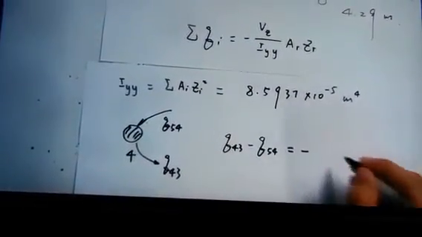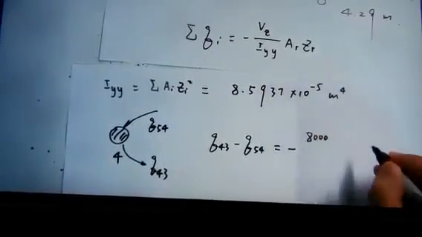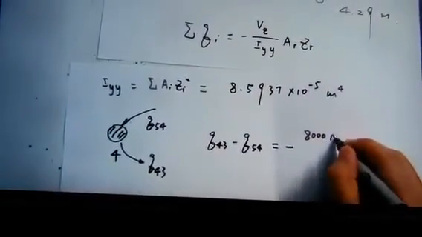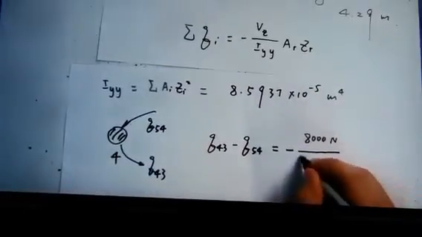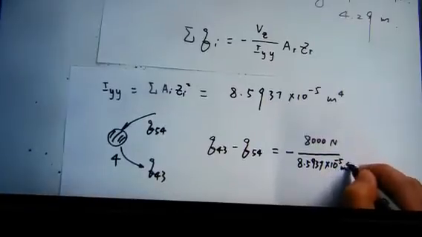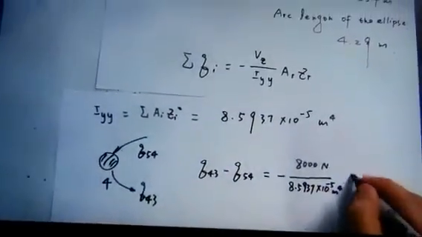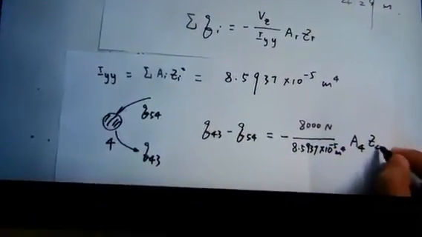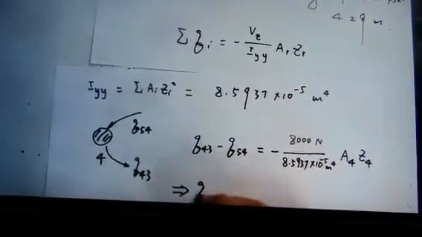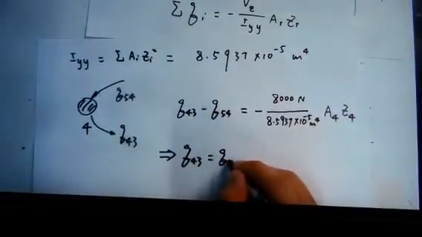And then on the right, VZ is 8,000 Newton, okay? And IYY is 8.5937 times 5 meter to the fourth power. And then what is the area A4? What is the coordinate Z4? We're dealing with the fourth boom area. So this one is Q43 will be equal to Q.